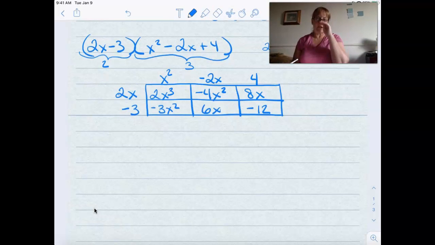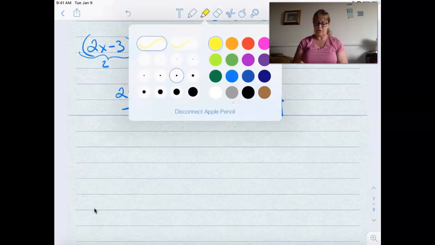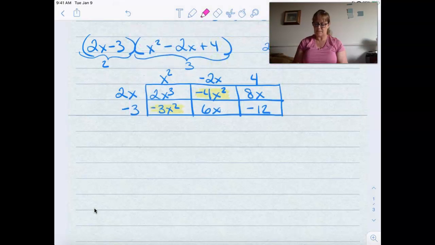All right, now that you've got your rectangle filled in, we've got to look for like terms. If you look closely at this rectangle, you're going to see 2 sets of like terms. You're going to see some x squareds, and you're also going to see some x's. These have to be combined as you go to write your answer. So 2x cubed doesn't have anything to combine with, it just comes down.